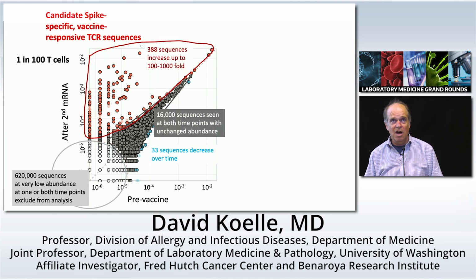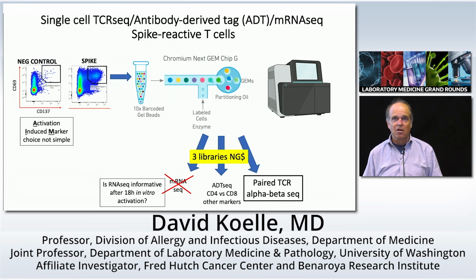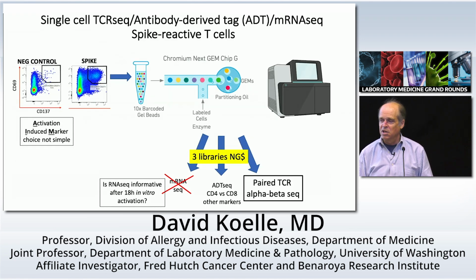So what can we do to access those a little bit more? There are candidate spike-specific vaccine-responsive TCR sequences. There's hardly any blue ones that went down, and there were 620,000 low abundance ones that were excluded from analysis, the rare ones down there. So we turned to next-gen sequencing to try to get an overlay of an orthogonal data set to work on this.